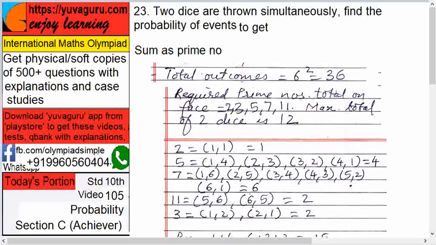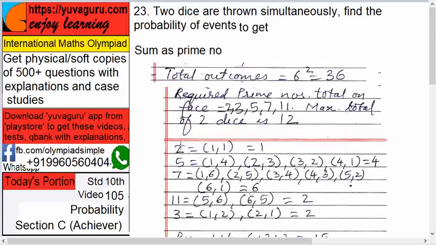So required prime numbers. Prime numbers total on the face. So what is possible? Prime numbers total means if you add the two numbers on the face, the number should be a prime number. Means what? 2, 3, 5, 7, 11, maximum up to 12, because 2 dice. So the total can't go beyond 12, right? 6 plus 6, right? So these 5 outcomes should be possible. So how are they possible?